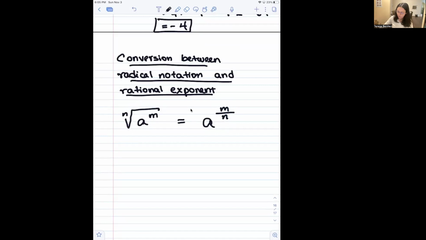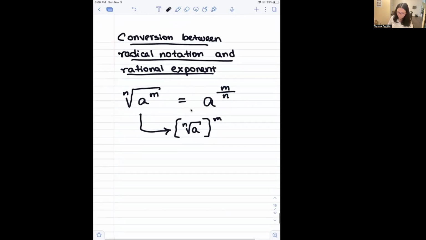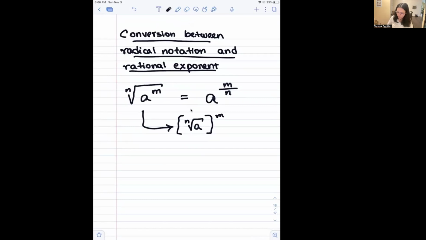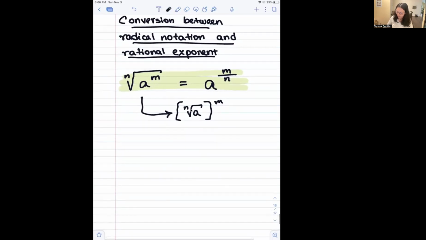But I do want to add something else here, which I don't know if you have seen before or not. This is also equal to, this is still radical notation, the nth root of a, all of that, to the power of m. Okay, so I want you to have that information, and that is in my notes. But this over here is the one that we're supposed to learn at this time, okay?